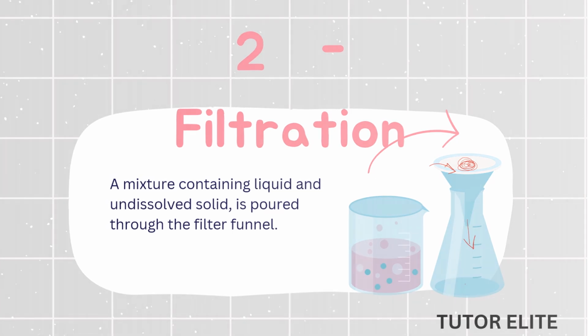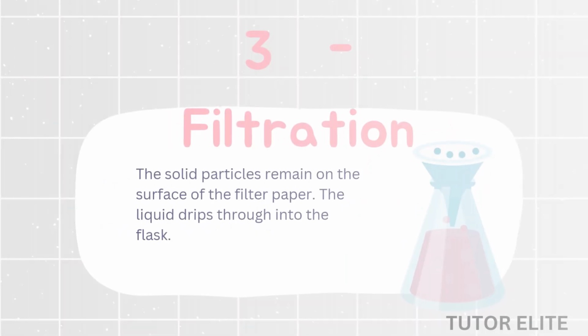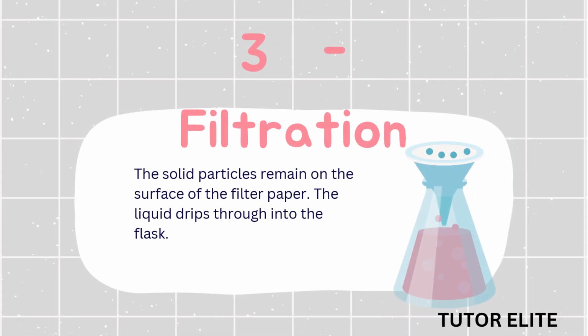The solid particles remain on the surface of the filter paper. As I said, the solid particles remain on the surface of the filter paper. The liquid drips through into the flask. So this is how filtration is done.